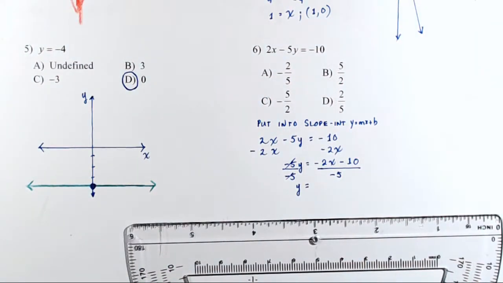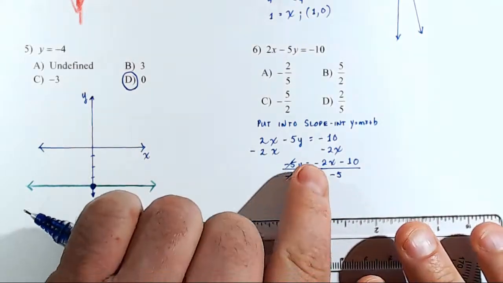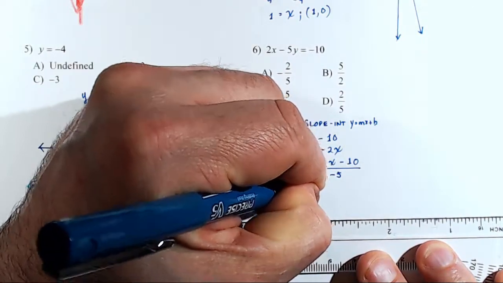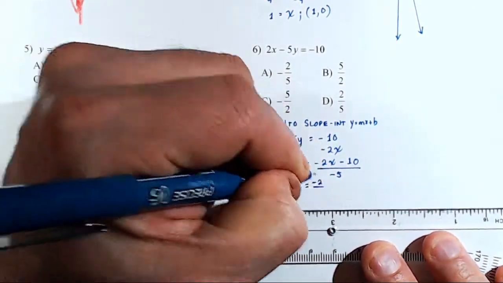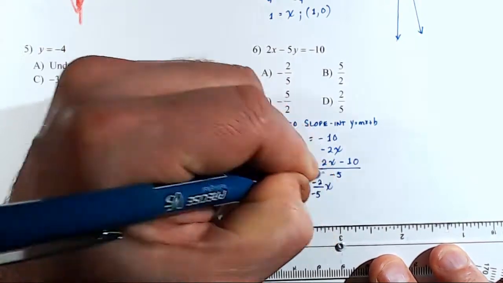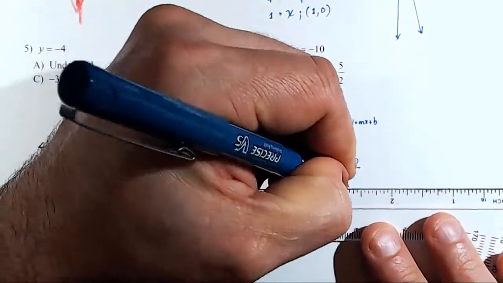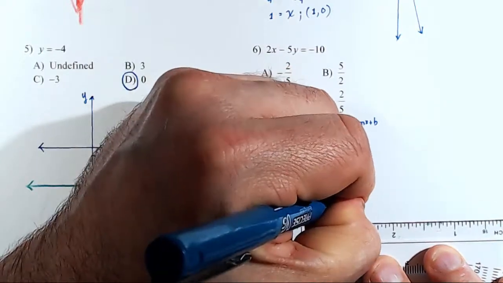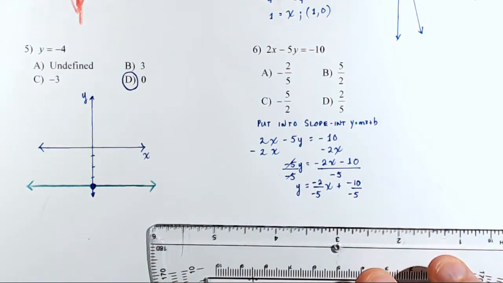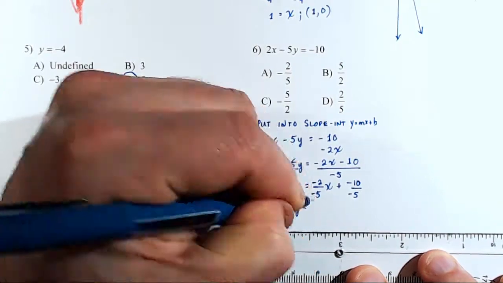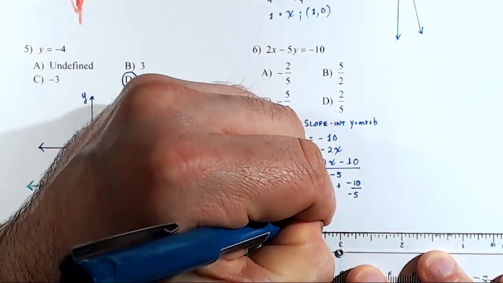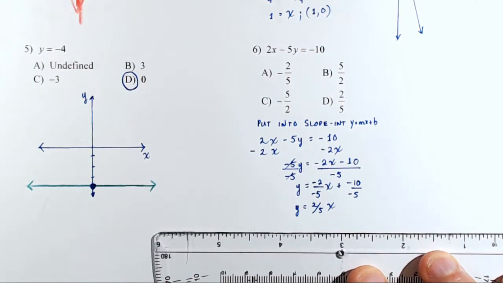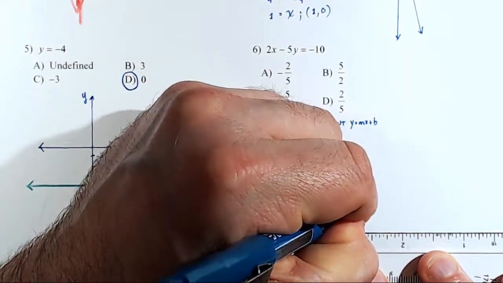And remember, we can split apart this denominator and give each term on the right its own denominator. So I can write -2 over -5x plus -10 over -5. And then I can simplify that, rewrite y equals, negative by negative is a positive, 2/5 x. And now -10 over -5 is just +2. So 2/5 x plus 2.